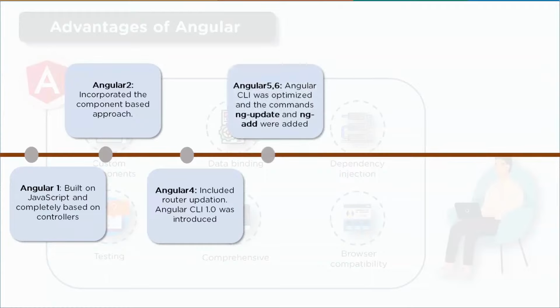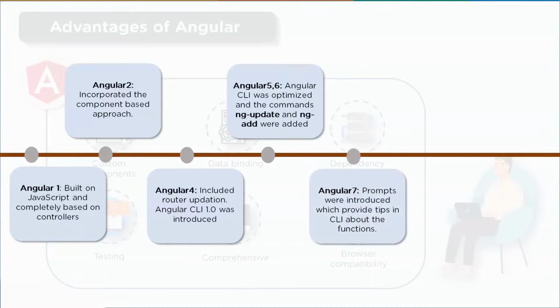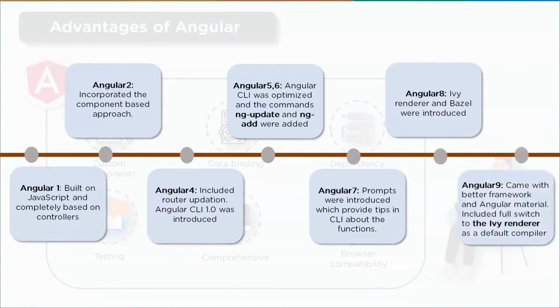In this release, the Angular CLI was optimized and commands like ng update and ng add were added. In the Angular 7 release, prompts were introduced which provided tips in CLI about the functions being used. In Angular 8, IV renderer and Bazel were introduced. And finally, the most recent release was Angular 9. Now this came with the better framework and Angular material. Now this completely switched to the IV renderer as a default compiler.